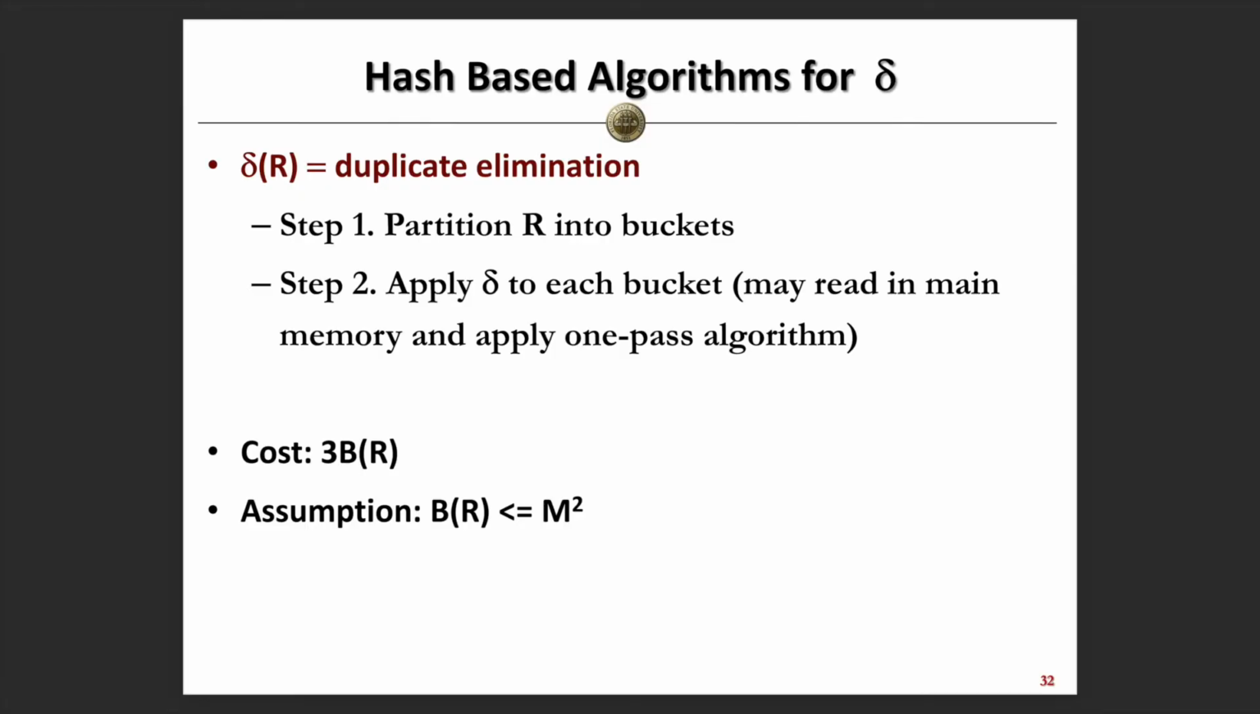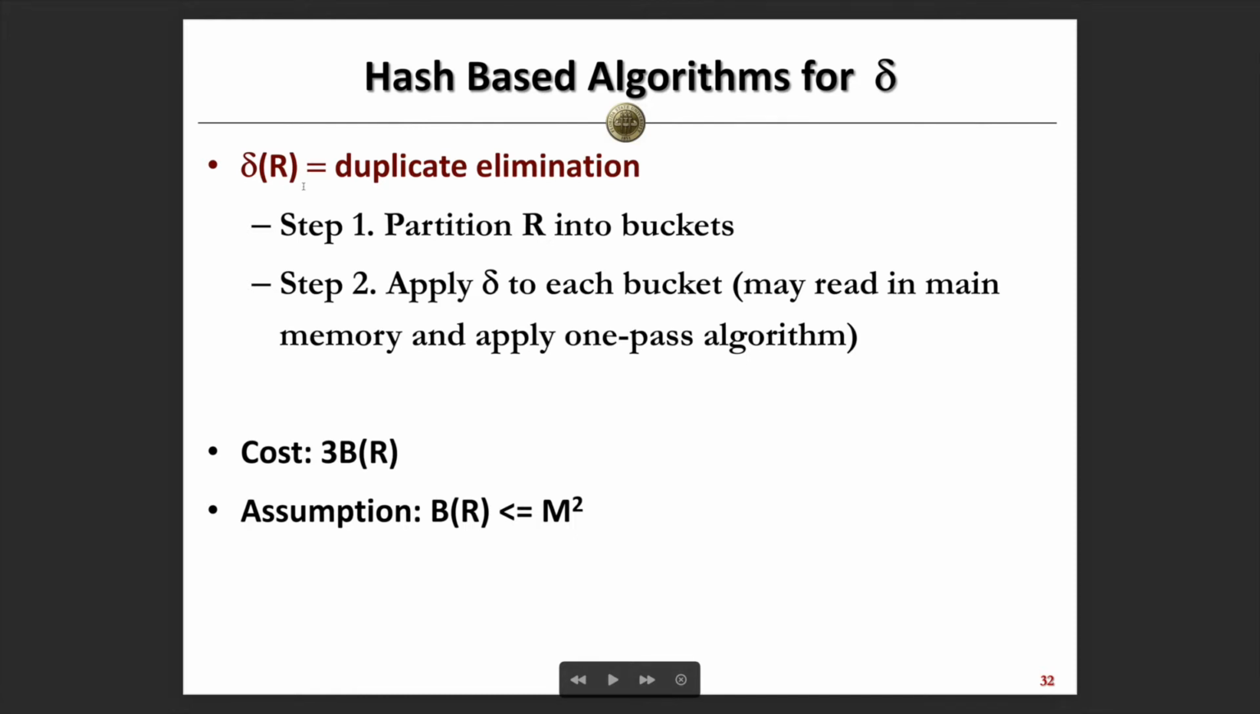Alright, so in the previous page we have introduced how to partition a relation into buckets, and we also showed the requirements or the constraint for the size of the relation versus its memory size, right? And in this page we want to show you how to use this hash-based algorithm for implementing the duplicate elimination operator, which is delta R, right? We have shown this operator many times before already.